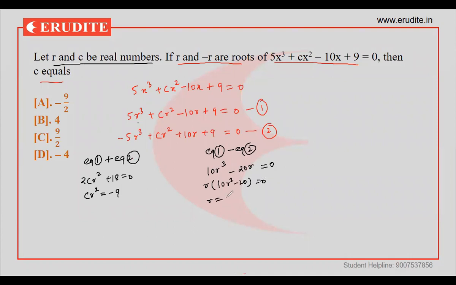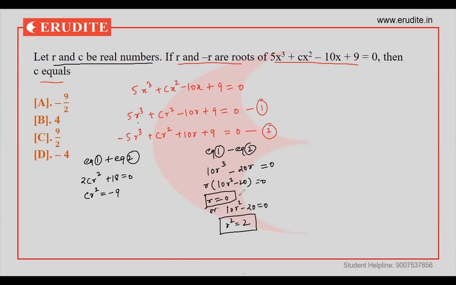From here, I will get r is equal to 0 or 10r square minus 20 equal to 0. From here, r square value is coming how much? 2. So guys, there are two values of r you are getting. One is r equal to 0, and another is r equal to plus minus root 2.